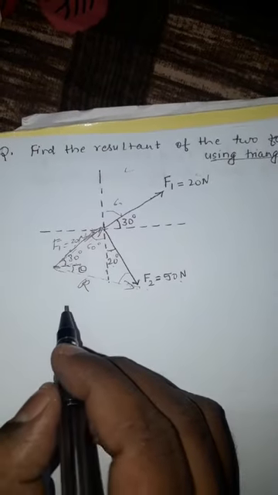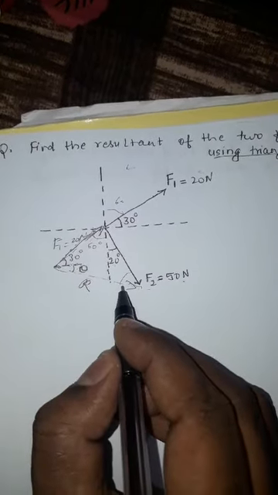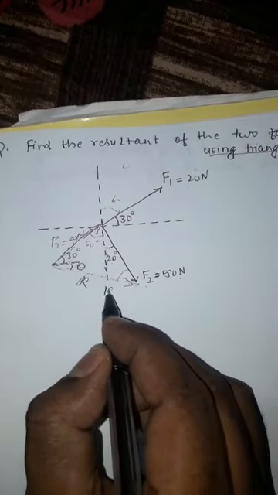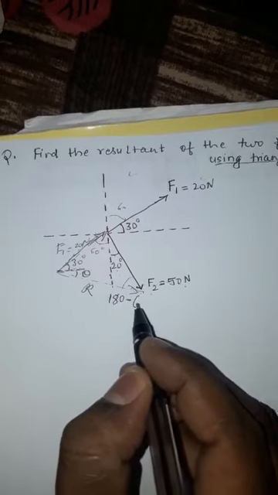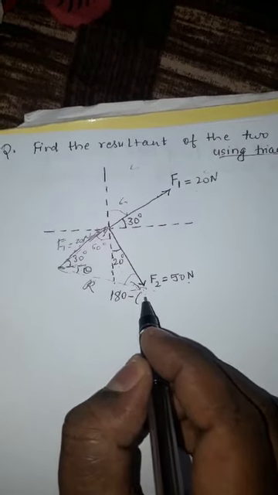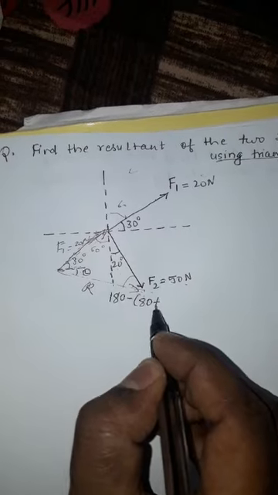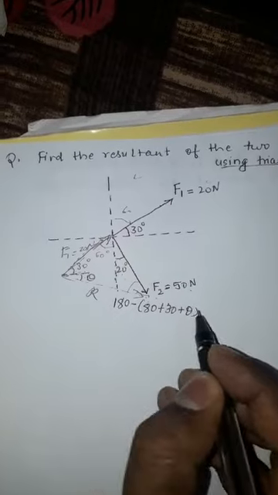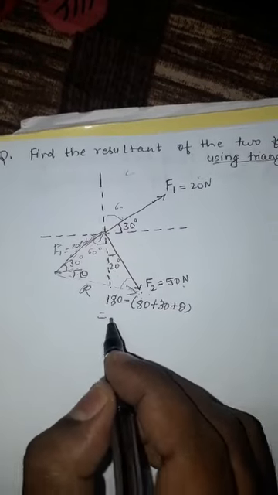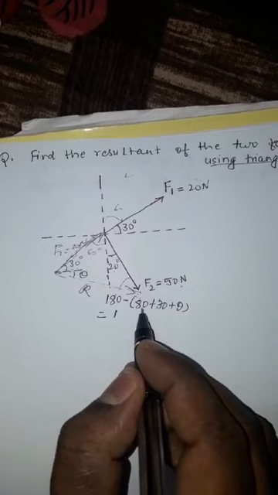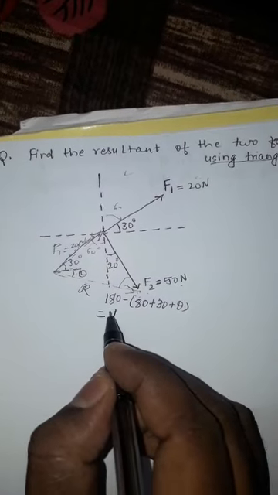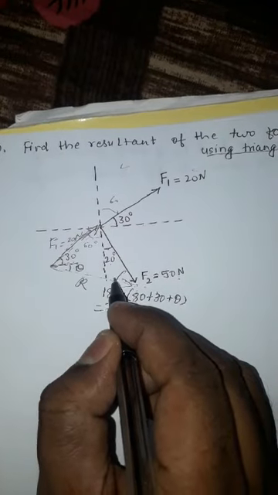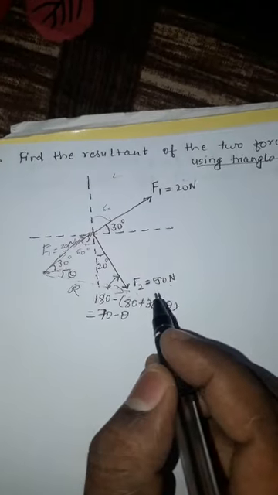Now I have to calculate this interior angle. As per the theorem that the sum of the interior angles is 180, I am going to apply that. So this will become 180 minus 80, that is 60 plus 20, and 30 plus theta. So 180 minus 80 plus 30, that is 110, that will become 70 minus theta. So that angle will become 70 minus theta.